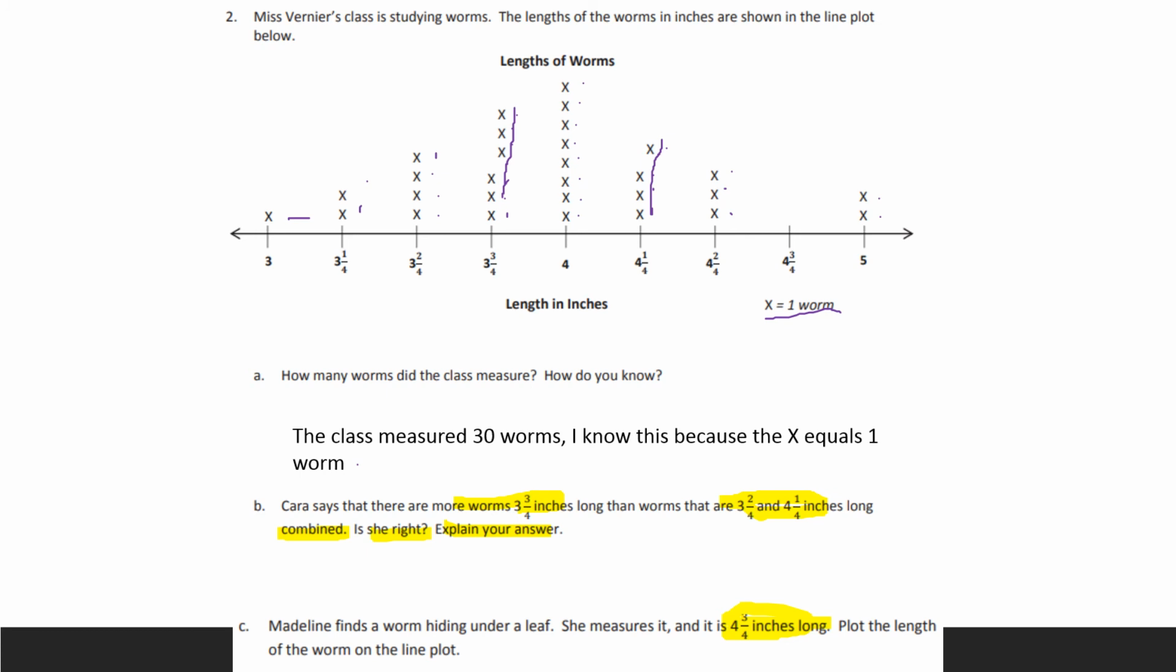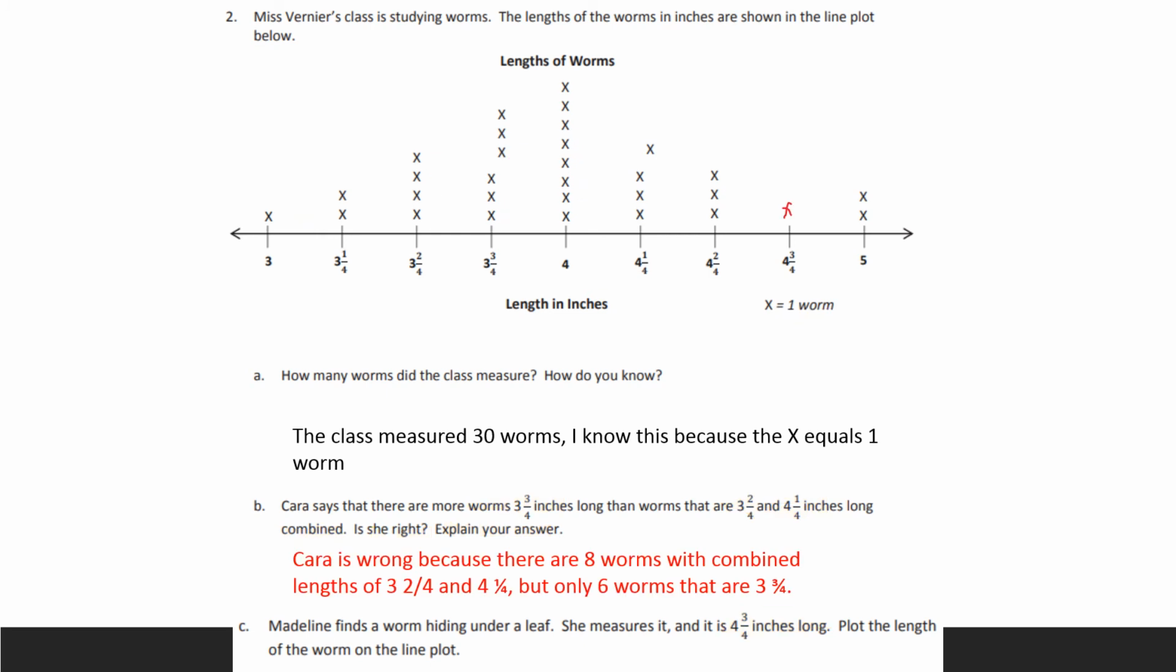All right, we're going to be going over the answers now. For B, I wrote Kara's wrong because there are 8 worms combined with lengths of 3 2/4 and 4 1/4, but only 6 worms that are 3 3/4. So here you can look. Here's our 3 3/4. I'll make it in a color so you can see. And you can see here there are 6. But if we look at 3 2/4, we have 1, 2, 3, 4, 5, 6, 7, 8. So then we have 8 over here.